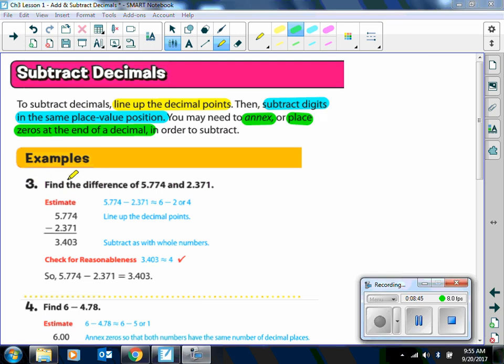Okay, so for example 3, it says find the difference of 5.774 and 2.371. Here, this is tenths, hundredths, and thousandths. Very good. So this is 5 and 774 thousandths, and this is 2 and 371 thousandths. Okay? So when we subtract, here we subtract the 5.774 minus 2.371. You line up your decimals, and then you subtract like normal. Okay?